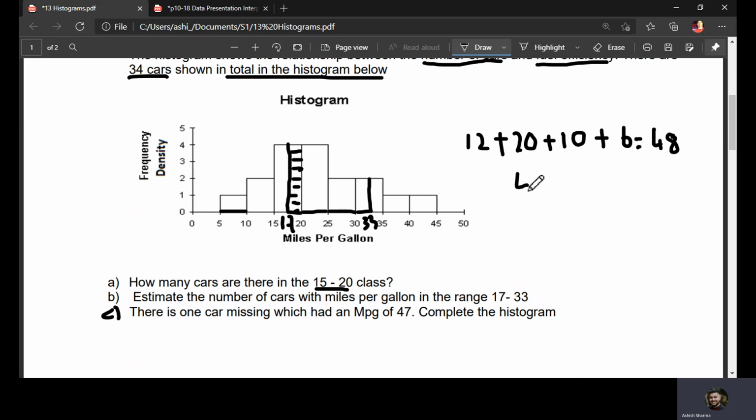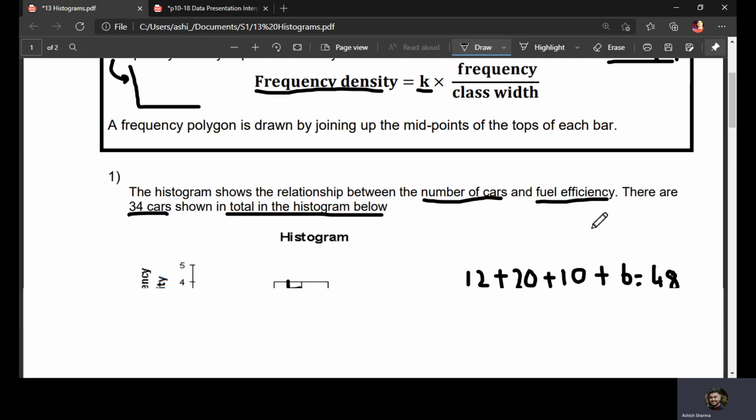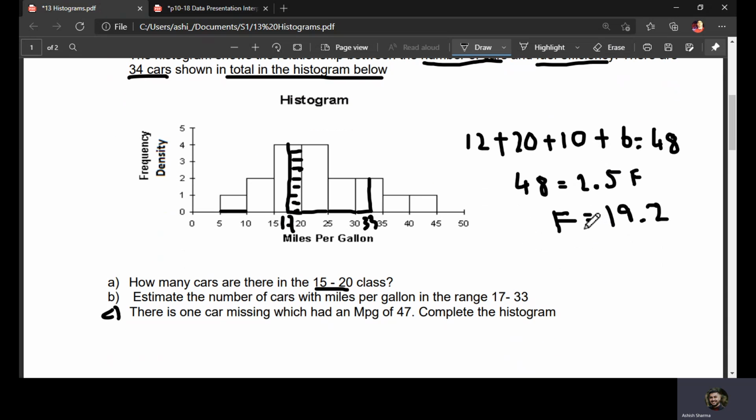Now, again, if you remember, that area is equal to KF. So that is equal to 2.5 times F, which means that obviously F is equal to, again, this is an approximation, 19.2 cars. So again, I'm just using the formula here and just trying to get the area.